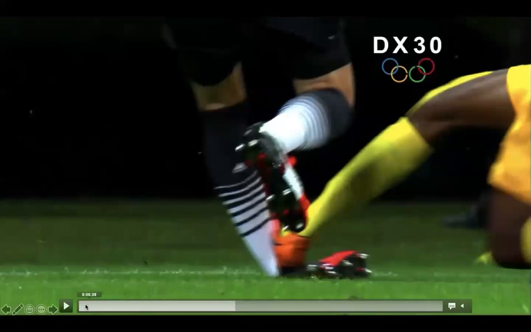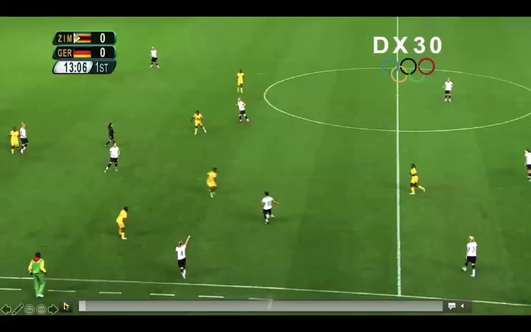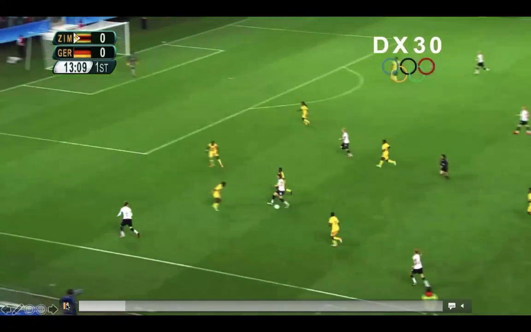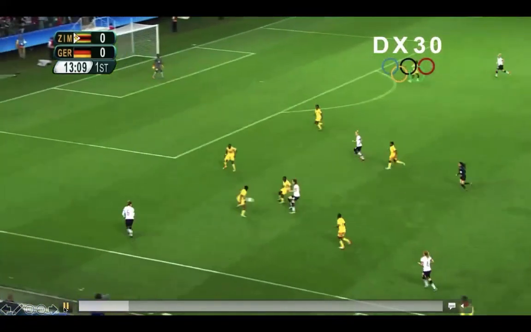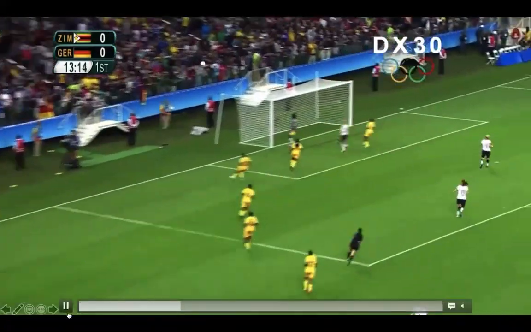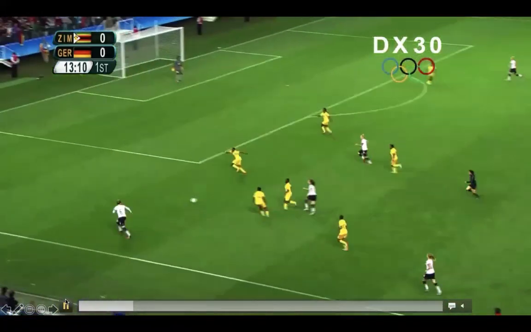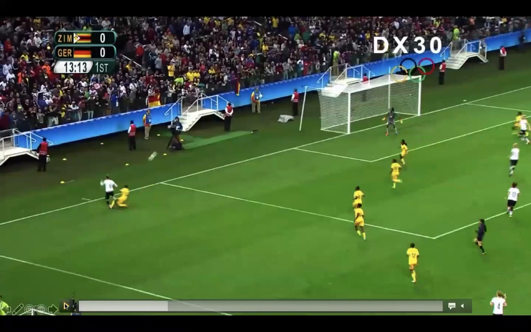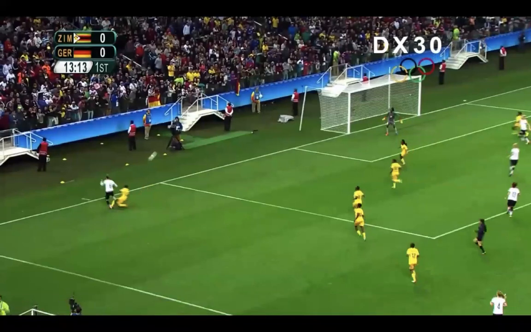So we had a question here about where the referee needs to be to make this decision. That's a very good question. You can see as this play develops, the referee takes a step out wide here. Oops, I tried to pause it there. It didn't work for me.